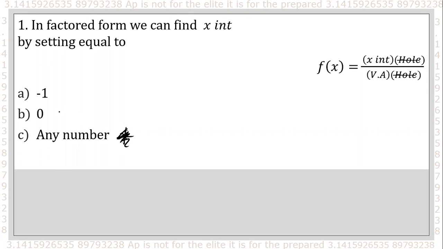Whoops, not that. Set it equal to 0. Sorry about that, I was testing you guys. So not this, it's B. You get the x-intercept by setting the factor equal to 0 and solving for that.